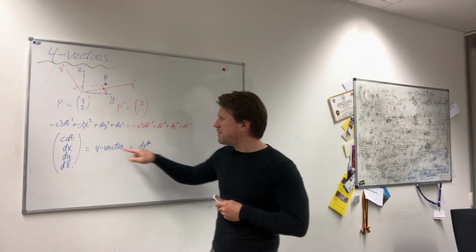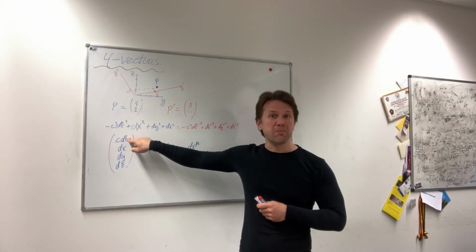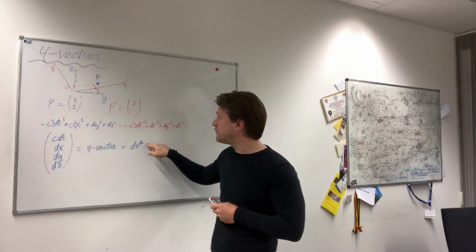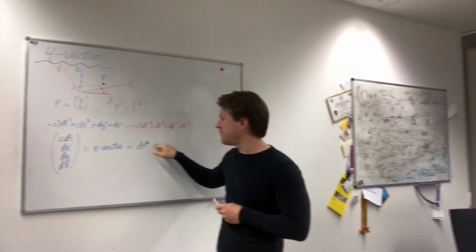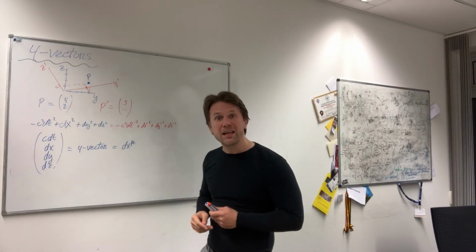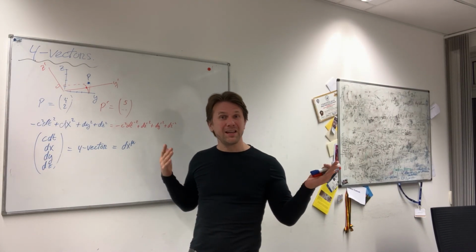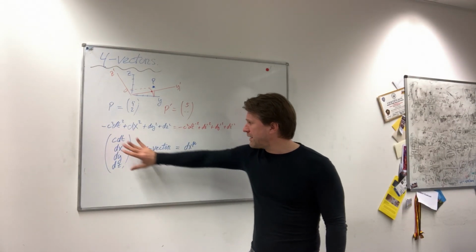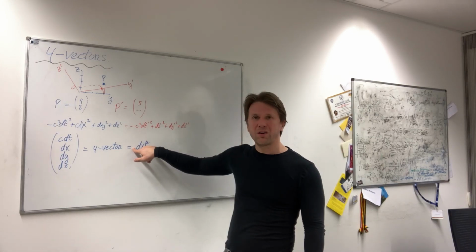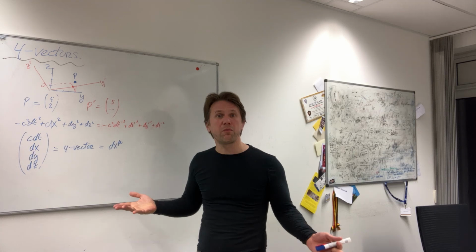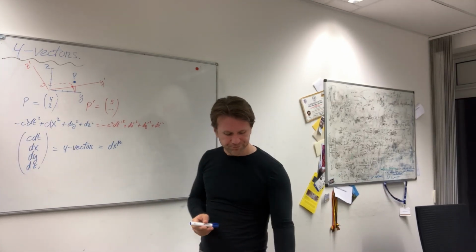Mu is 0 means the upper part, the time part. dx1 means the x part. dx2 means the y part. dx3 means the z part. So that's what I meant at the beginning, that 4-vectors are economically written. Instead of writing down this full vector, you only have to write down one symbol, and by labeling by mu, you have 4 of these thingies all in one go.